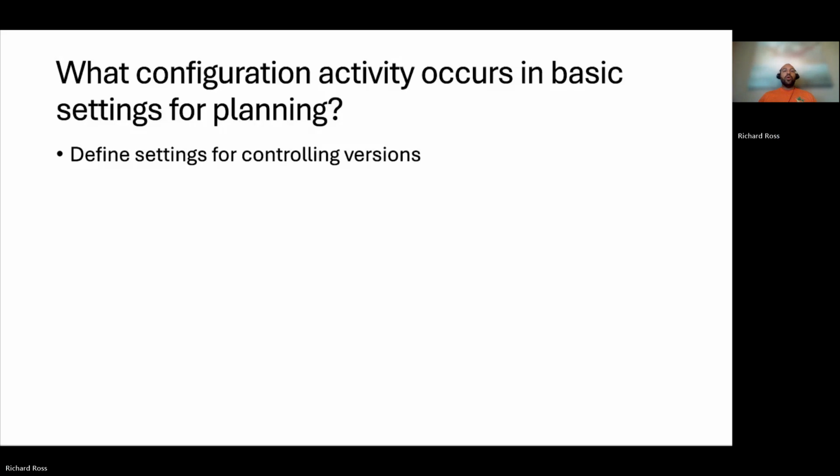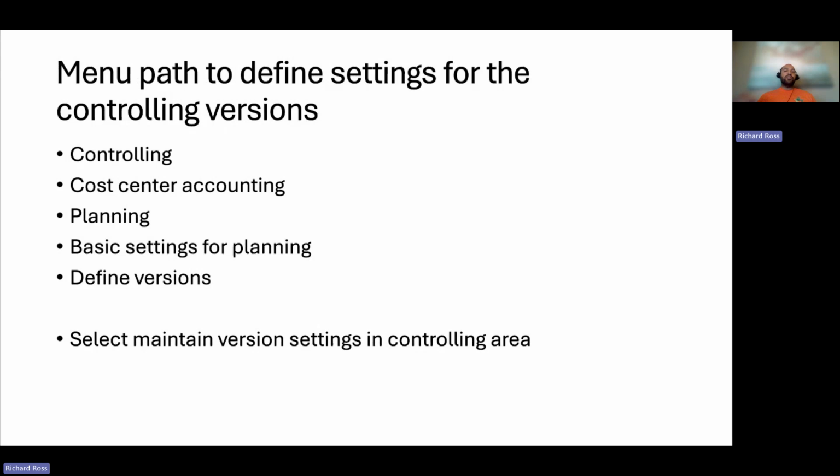Basic settings for planning. What configuration activity occurs in basic settings for planning? Define settings for controlling versions. Menu path to define settings for controlling versions: Controlling, cost center accounting, planning, basic settings for planning, define versions. Select maintain version settings in controlling area.